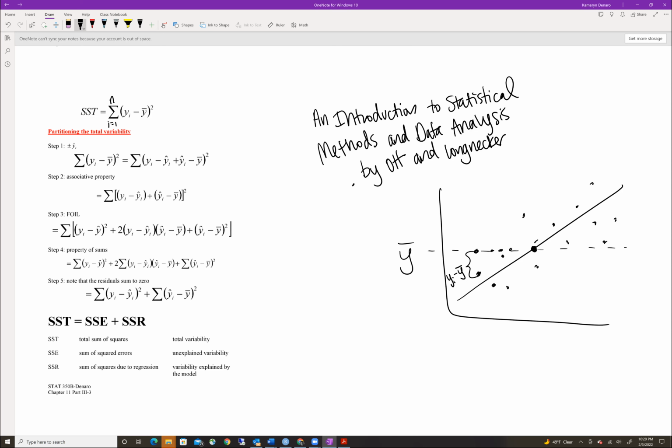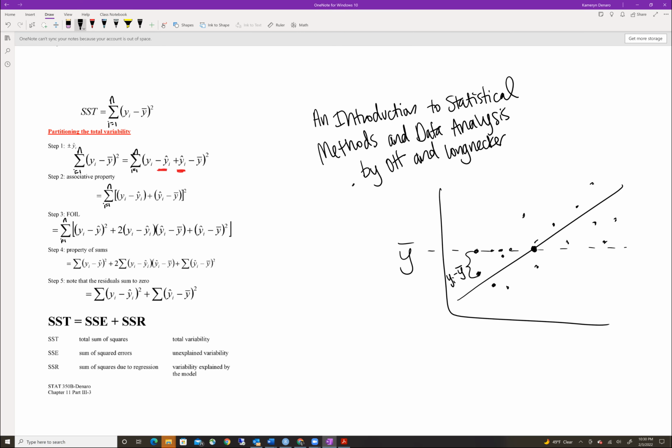So in partitioning the total variability, we could add and subtract out a y hat i. Right here, we've added and subtracted the same exact y hat i, so we haven't really changed the equation. And then we can change the grouping, which doesn't affect anything, but just say, let's group these two things together. After that grouping, we can FOIL to be able to get these results.